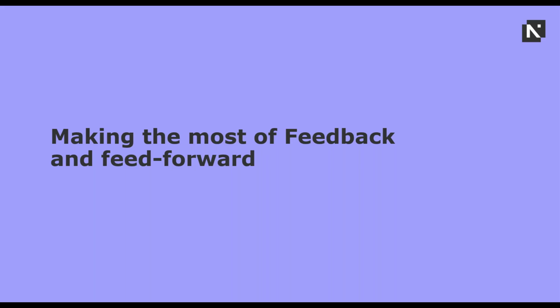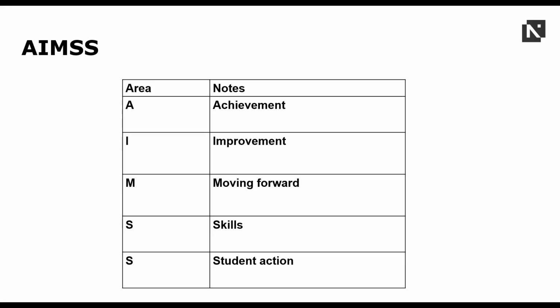So, making the most of feedback and feed forward. Another way to help with both feedback and feed forward is the AIMSS checklist. A stands for the achievement and the feedback. I is the improvement. If you could do it again, what would make it better? M is the moving forward, so learning from the feedback and applying the improvements.